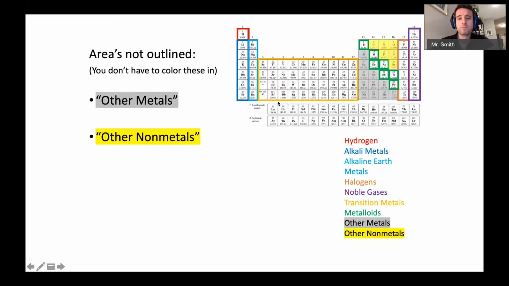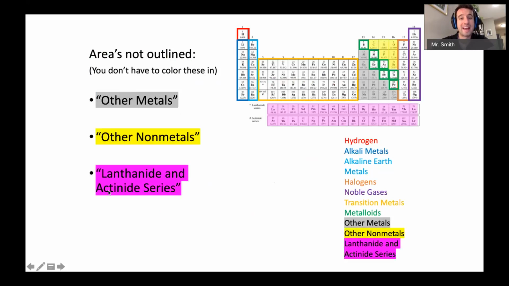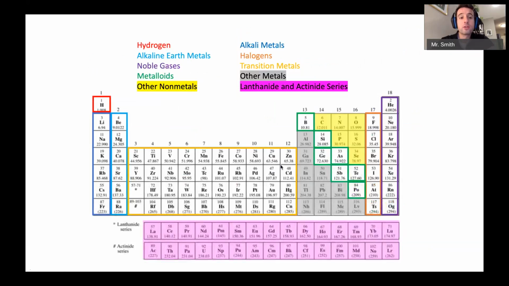And then below here, these two giant long columns or rows are called the lanthanide and actinide series. These are super heavy metals that don't really come into play a lot in the world of chemistry. They're more used in bombs and stuff, like nuclear bombs. I don't know. So yeah, this is what your periodic table should look like in terms of coloring.